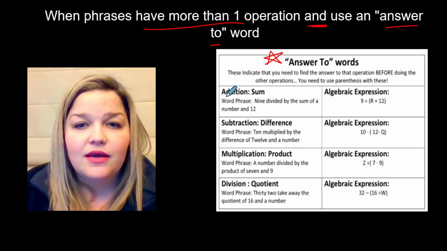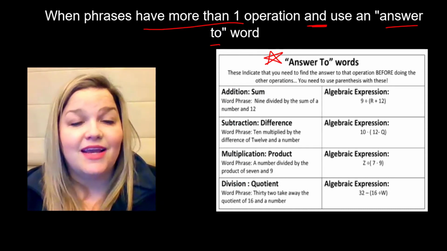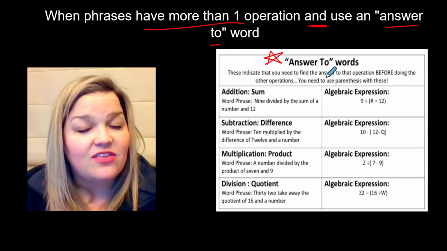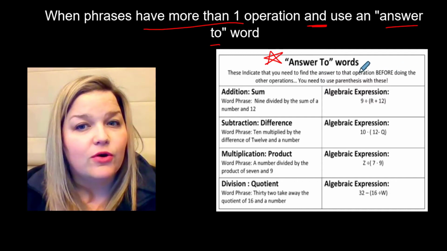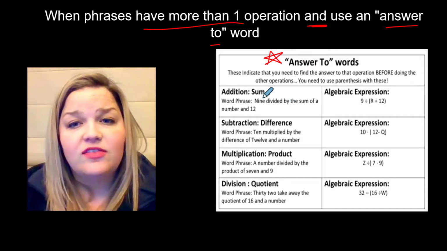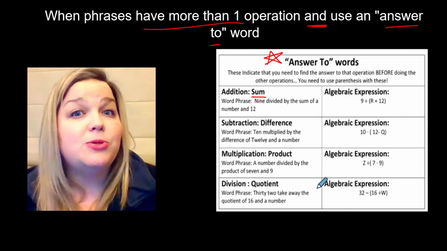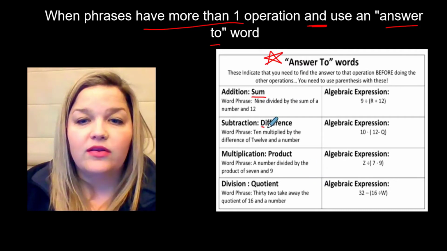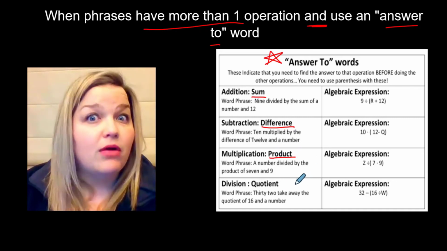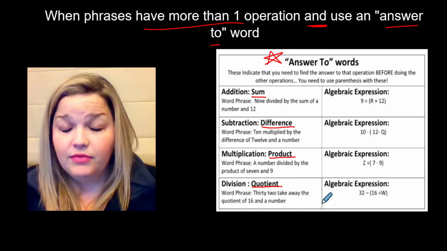Every operation, addition, subtraction, multiplication, and division, has what's called an answer-to word. Those words indicate you need to find the answer to that operation before doing the other operations. If I ask most students what the word sum means, they would say it means to add. What does the word difference mean? Subtract. How about product, multiply, and quotient? Divide. And they're correct.